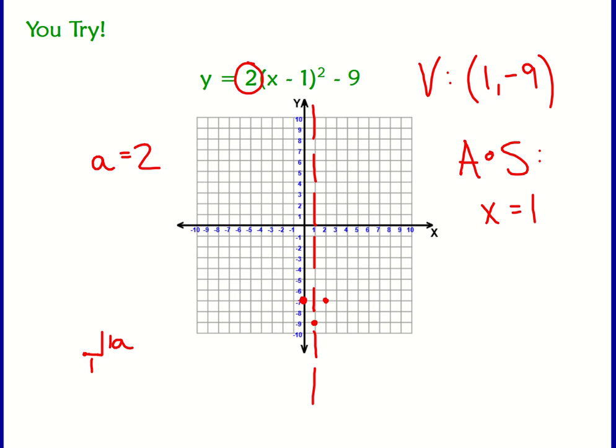Similarly, normally in the parent function, when I move over 2 units, I would move up 4 units, since 2 squared is 4. But because we're going to multiply the y values by a, and a is 2, 4 times 2 is 8. So I'm actually going to move from the vertex, when I go over 2 units, up 8 units.